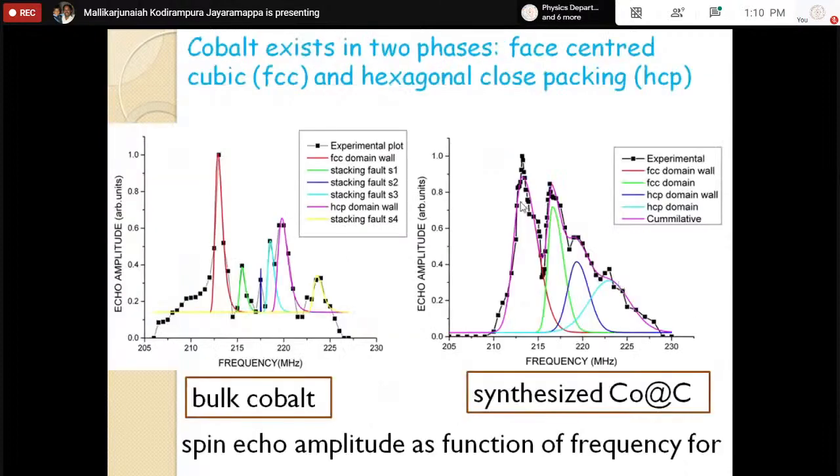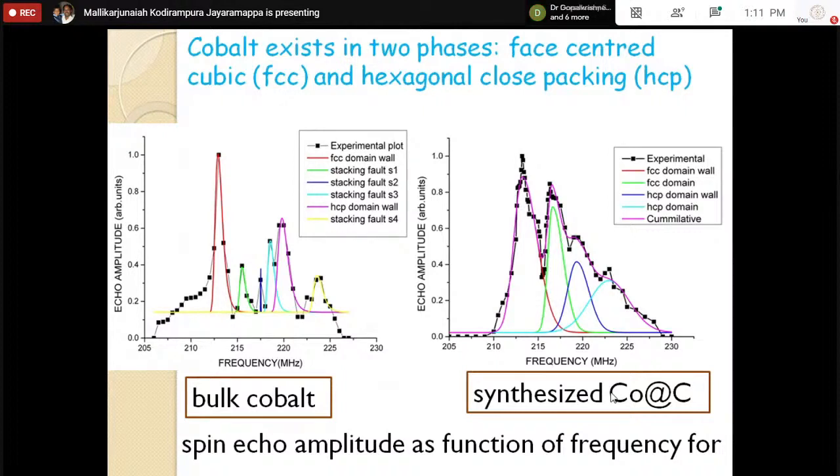Now we will consider cobalt. We synthesized the cobalt, and depending on our experimental conditions, it formed a cubic phase as well as a hexagonal close-packed phase. When we measured zero-field NMR as a function of frequency, we did not see only one peak, we saw different peaks. As you can see, this is the raw data we have plotted here. We took bulk cobalt, which is commercially available, and we synthesized cobalt by 2-3 methods, and we got a spectrum like this.